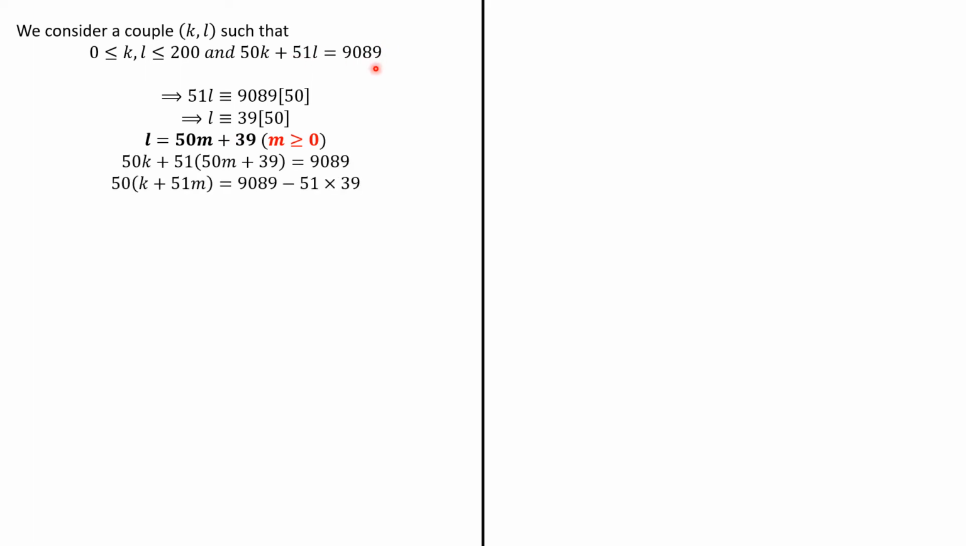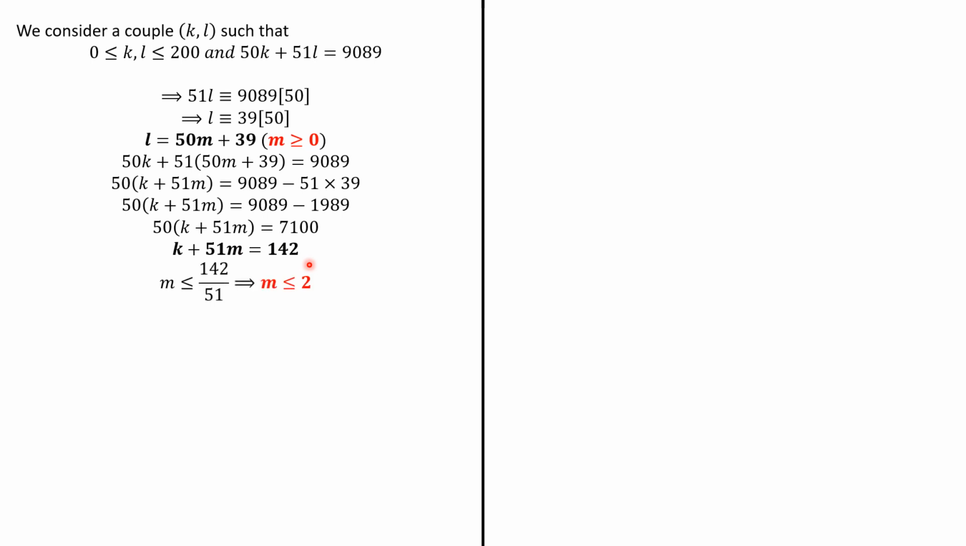We group the multiples of 50 and push this multiplication to the right, and this multiplication is going to be 1989. We have this new equation, and we can simplify by 50 to have this. And then it is straightforward, because 51m should be less than or equal to 142. So it implies that m is less than or equal to 2.